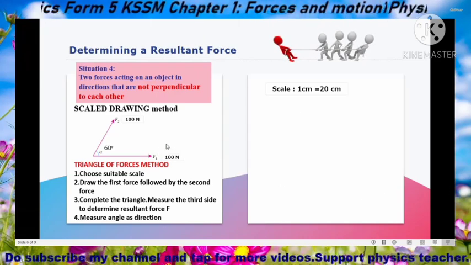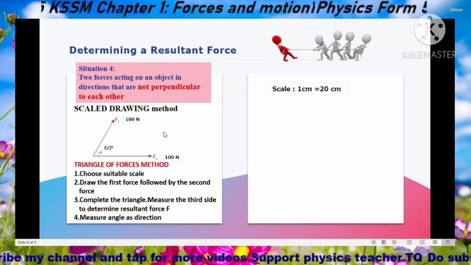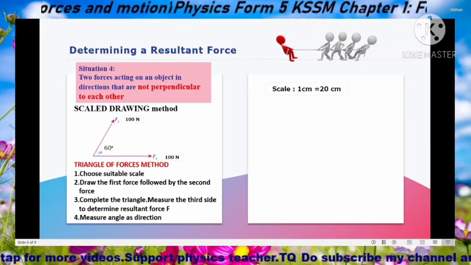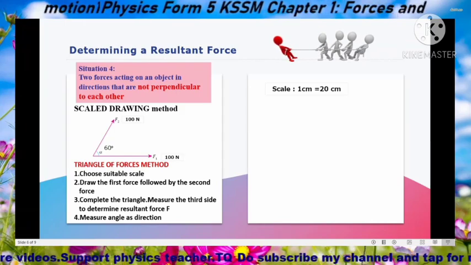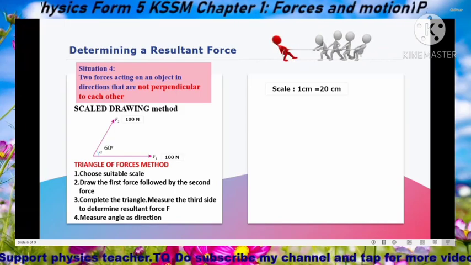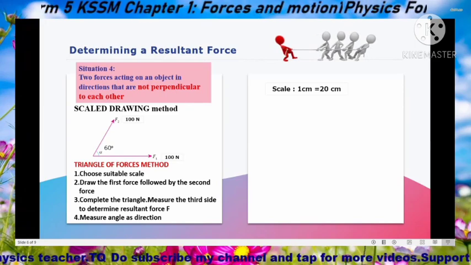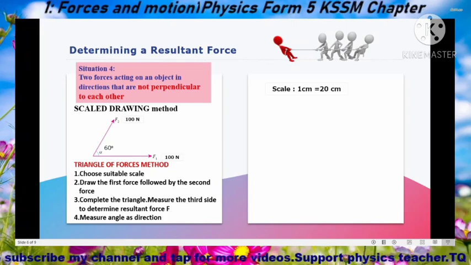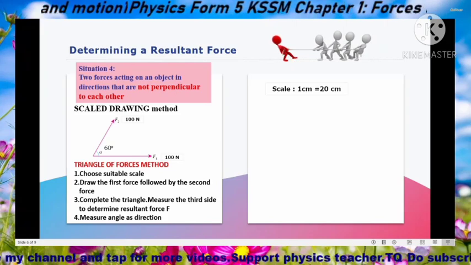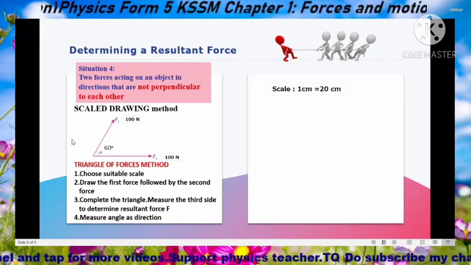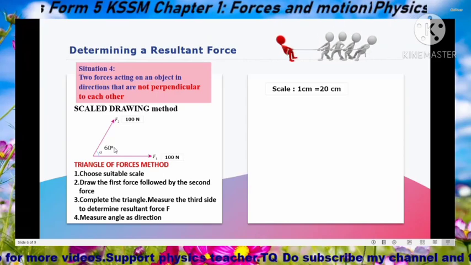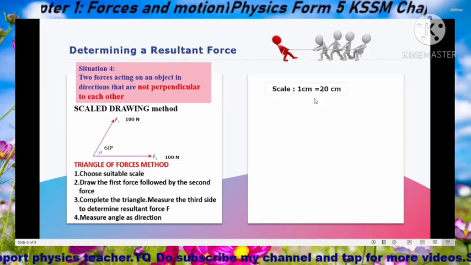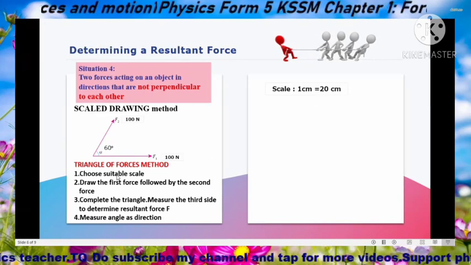So my advice is, during the exam for physics, you better get ready with all the instruments or apparatus. Something like, you must have a ruler, of course pencil, compasses, and protractor. Okay, if not, you cannot complete this method. Okay, you have chosen the scale. Now we want to start drawing.